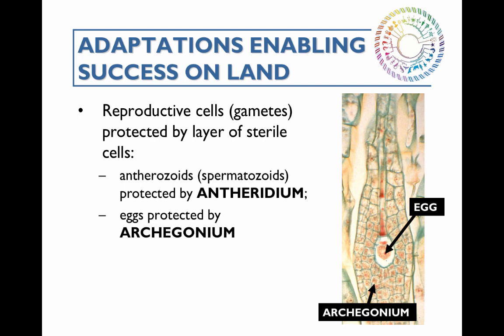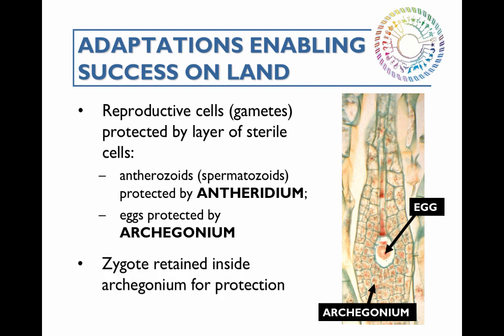But after the egg has been fertilized, it forms the zygote, and then the zygote begins to undergo mitotic cell division to form the embryo. So the archegonium doesn't just protect the egg, but also protects the zygote and then the embryo. So the archegonium actually grows as the young embryo grows and provides continued protection against drying out.